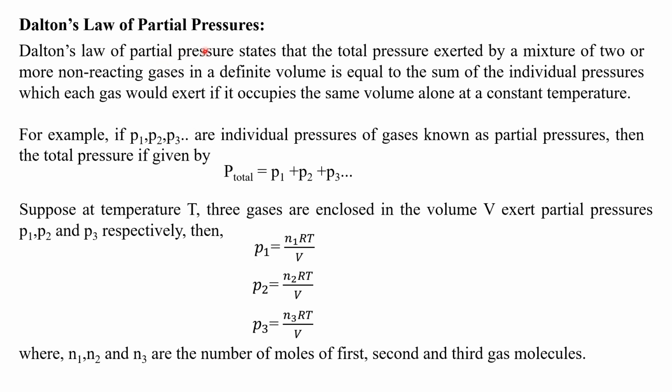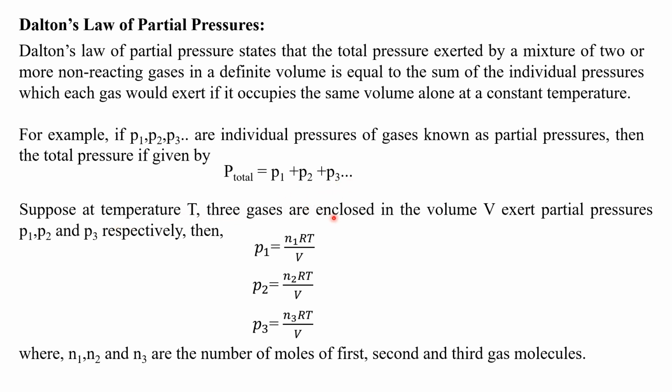So Dalton's law of partial pressure states that the total pressure exerted by a mixture of two or more non-reacting gases in a definite volume is equal to the sum of the individual pressures which each gas would exert if it occupies the same volume at a constant temperature. For example, if P1, P2, P3, etc. are individual pressures of gases, known as partial pressures, then the total pressure is P1 plus P2 plus P3, etc.